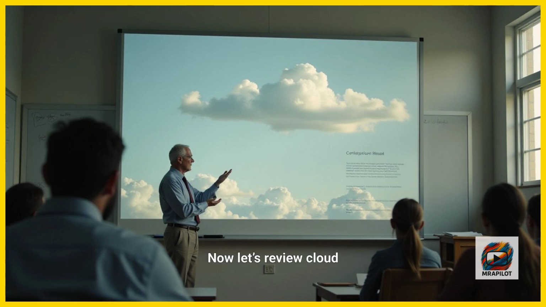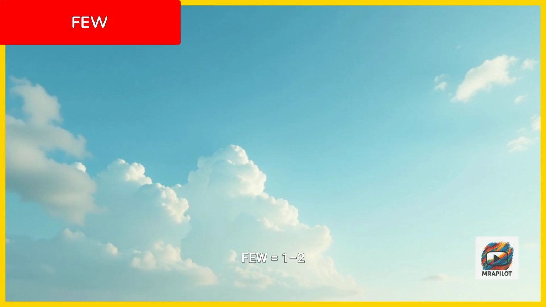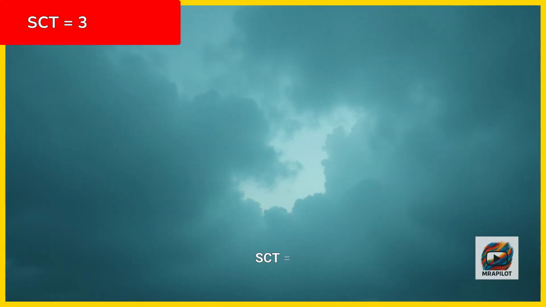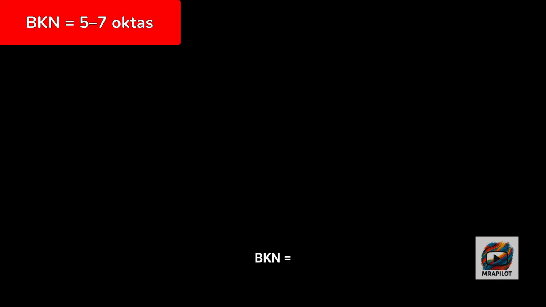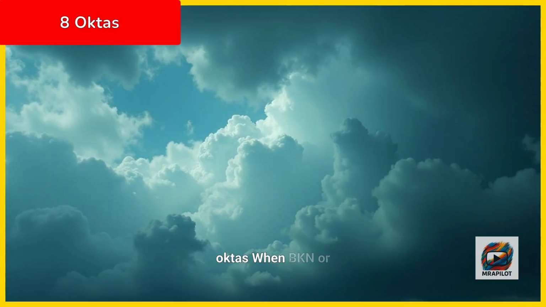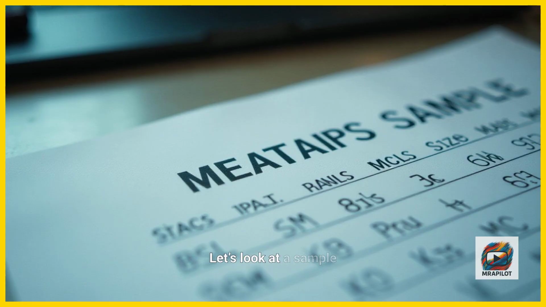Now let's review cloud cover terminology again. FEW equals 1 to 2 octas. SCT equals 3 to 4 octas. BKN equals 5 to 7 octas. OVC equals 8 octas. When BKN or OVC layers involve CBs, it means the sky is mostly or fully filled with storm-capable clouds. Let's look at a sample METAR.